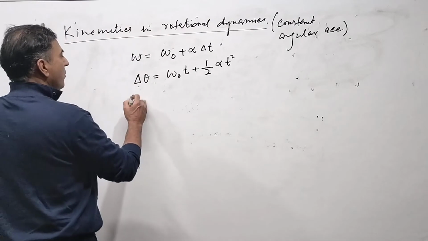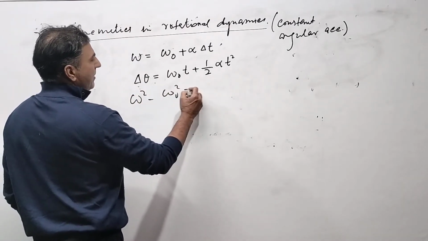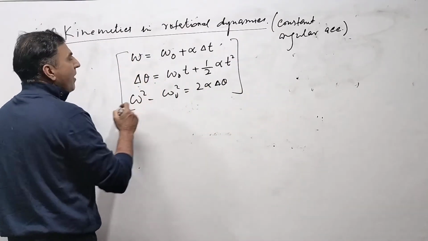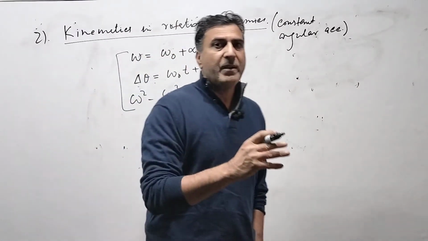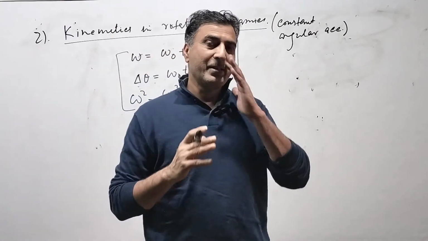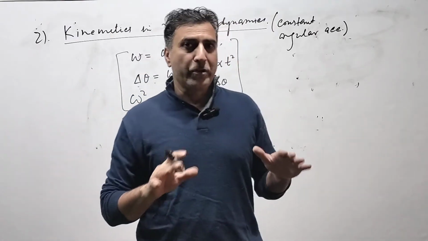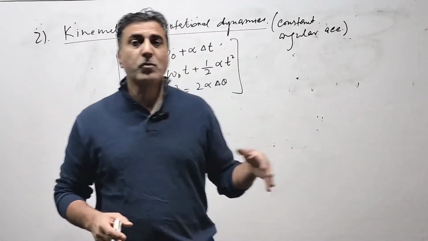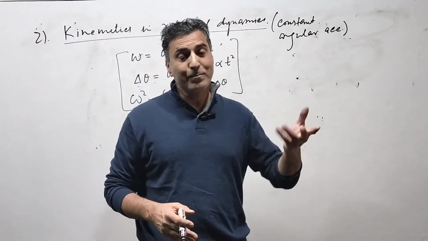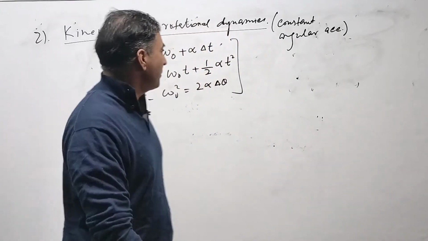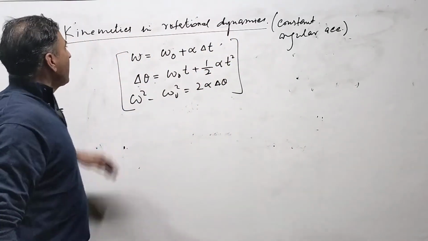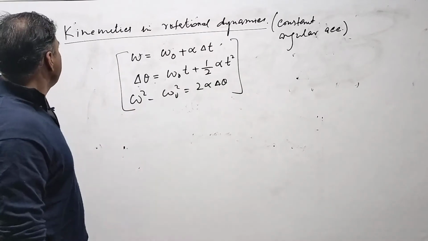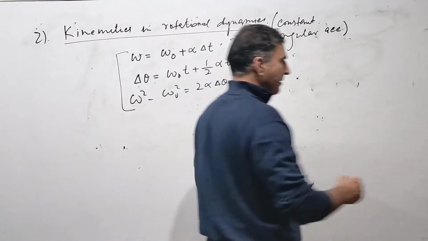And then we have omega square minus omega 0 square is equal to 2 alpha delta theta. These are the three equations which can be widely used in rotational dynamics when angular acceleration is constant. If angular acceleration is not constant, then again here we have to use simple calculus. Not any higher calculus, simple rules of calculus. These are the three equations, called kinematic equations in rotational dynamics. Okay. Now let me go to the third point.